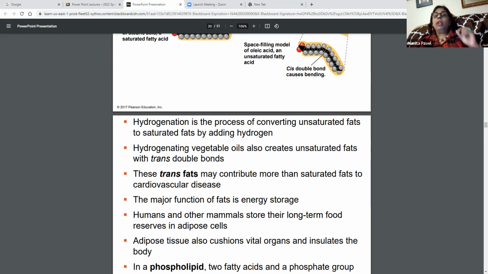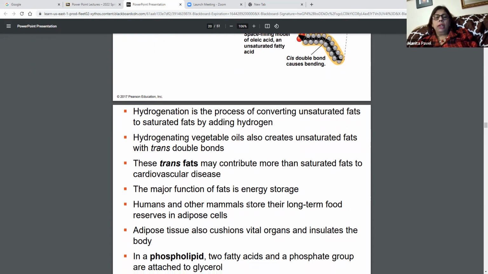Hydrogenated vegetable oils will also create unsaturated fats with trans double bonds. And these trans fats contribute more than saturated fats, so they're very unhealthy, leading to cardiovascular disease. Now, the reason why we eat carbohydrates, and we're eating lipids and fat, is because they provide us with energy.